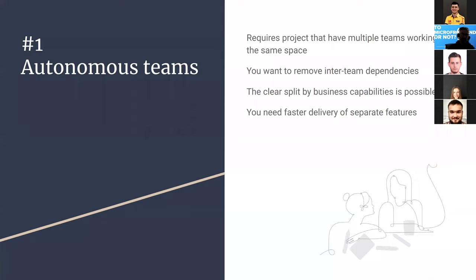So, team autonomy. The first thing, if you want to embrace microfrontends, you need to look around and see how many teams are working with you today. For example, if you have a single backend team and you're a frontend team, there is not much space to adopt this style, right? Because you need at least a couple of teams working on the same project, and then maybe you want to solve some inter-team dependency issues that you are encountering over and over, where one team is really slowing you down.